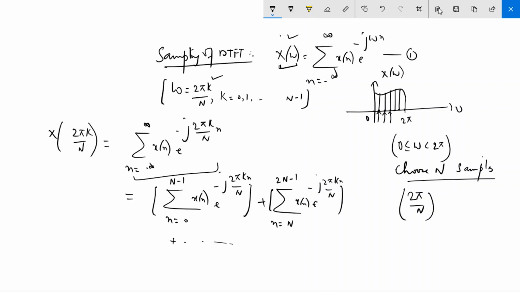Now, this infinite series, which is decomposed into a sum of different summations, each having N terms, you can express in the form of a double summation like this.